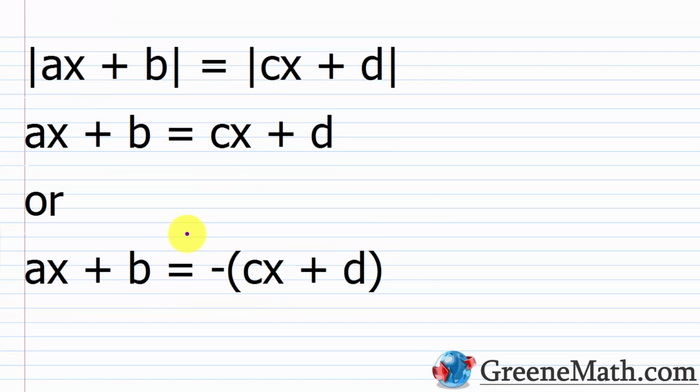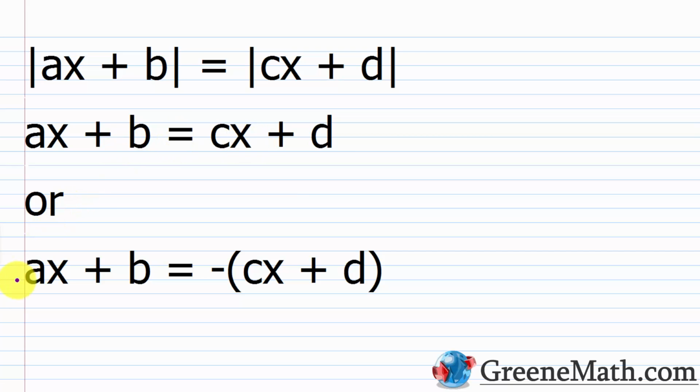So lastly, let's think about what happens when we have two absolute value operations set equal to each other. So something like the absolute value of ax plus b is equal to the absolute value of cx plus d. The way we think about this is two numbers or expressions can only have the same absolute value if they're equal to each other or if they're opposites of each other. So we would say ax plus b is equal to cx plus d. So in the first scenario, just remove the absolute value bars and set the two expressions that were inside of the absolute value bars just equal to each other.